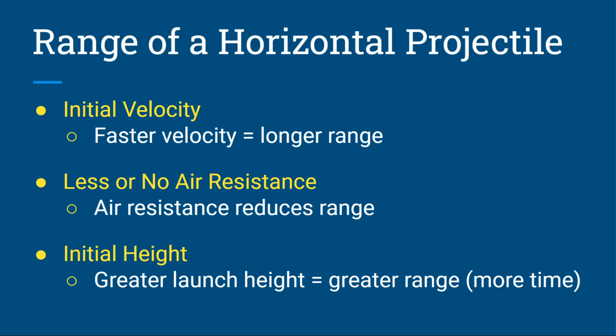The initial height: if you launch it from a greater height, so if I launched a projectile from my desk versus from the top of the board up here, obviously the greater the initial launch height, the greater the range is going to be. It's in the air for more time, which means it has more time to move forward, let's say 2 meters per second for each second that it's in the air. If it's higher, it's got more air time, and therefore it's going to get more range.